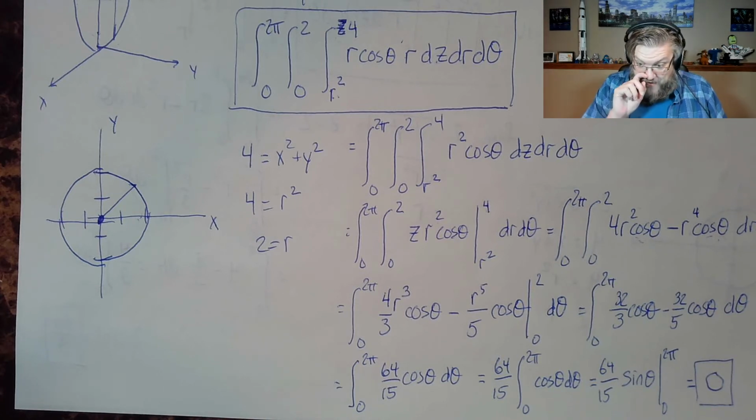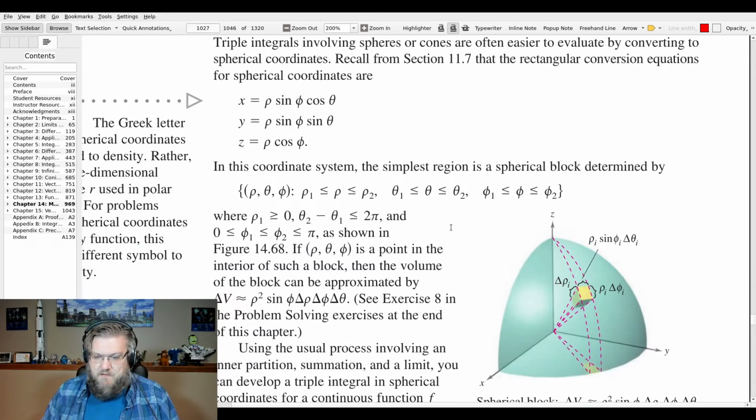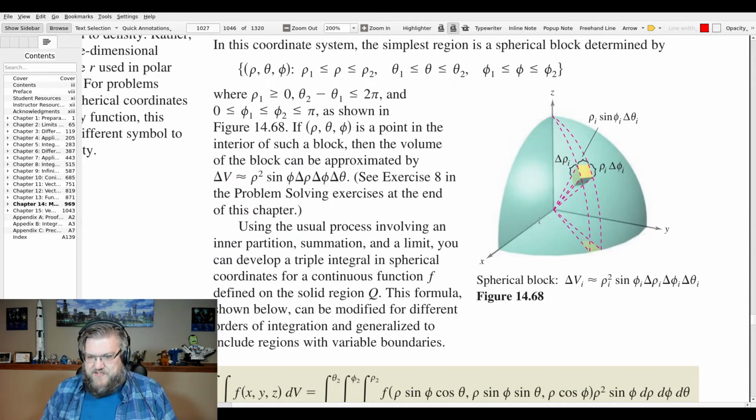All right, great. We're now ready to start with spherical coordinates. So let's take a look at this picture. Spherical coordinates, you might remember, are these three coordinate equations: x equals rho sine phi cosine theta, y equals rho sine phi sine theta, z equals rho cosine phi. And so you can have the spherical block.